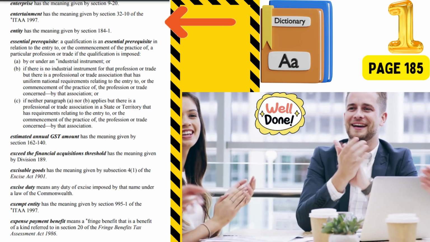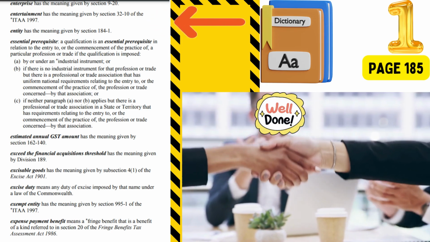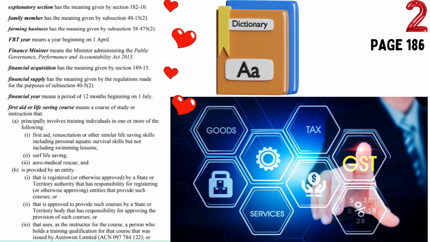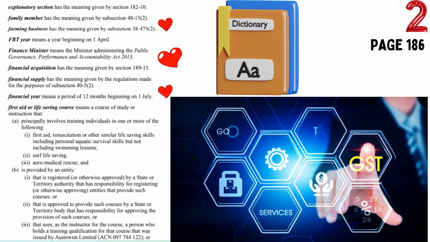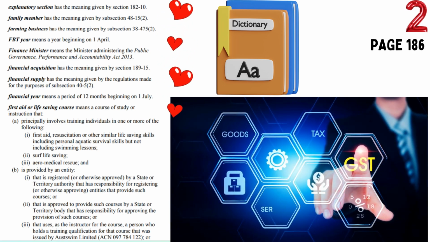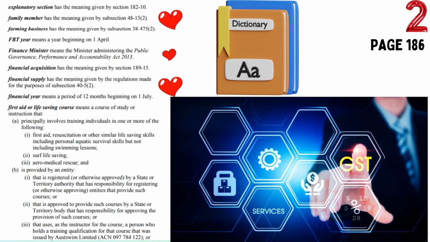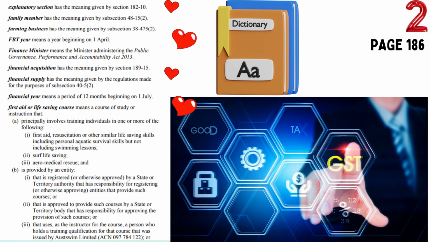That was it for page number 185. This was the first section of this video. Now we will head to section 2. Now we will explain words on page number 186 of Division 195 of GST Act Volume 2. This will be section 2 of this video for dictionary. Please find words on screen.